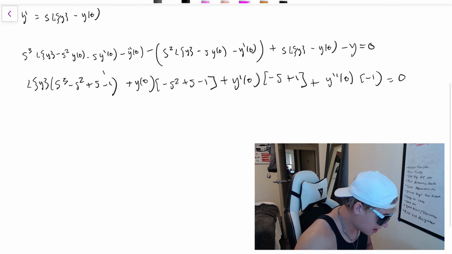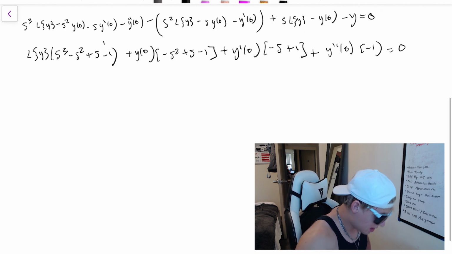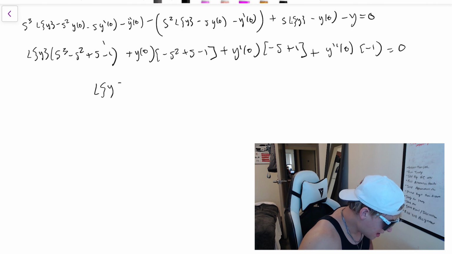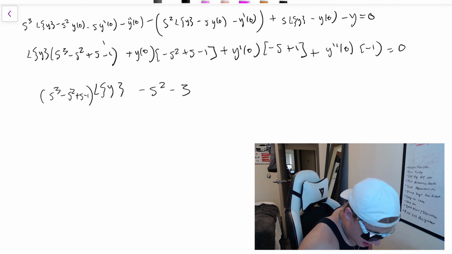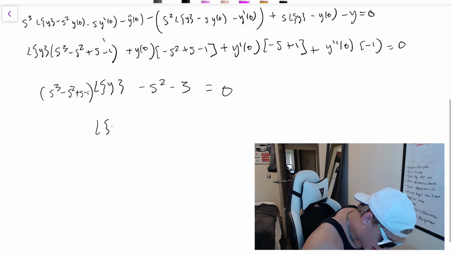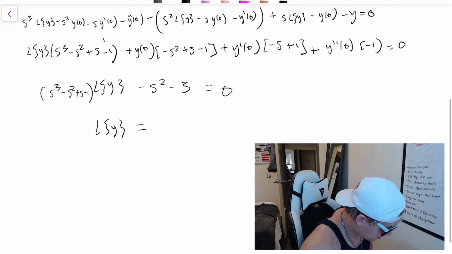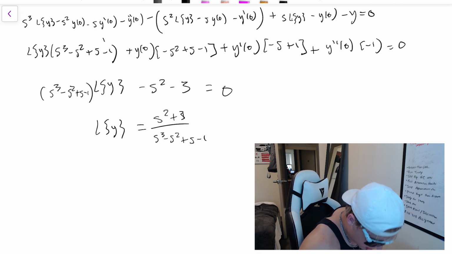And when you plug everything in, you will eventually get the Laplace transform of y minus s squared minus 3, all times s cubed minus s squared plus s minus 1, is equal to 0. So you're going to solve for the Laplace transform of y, and that's going to equal s squared plus 3 over s cubed minus s squared plus s minus 1.